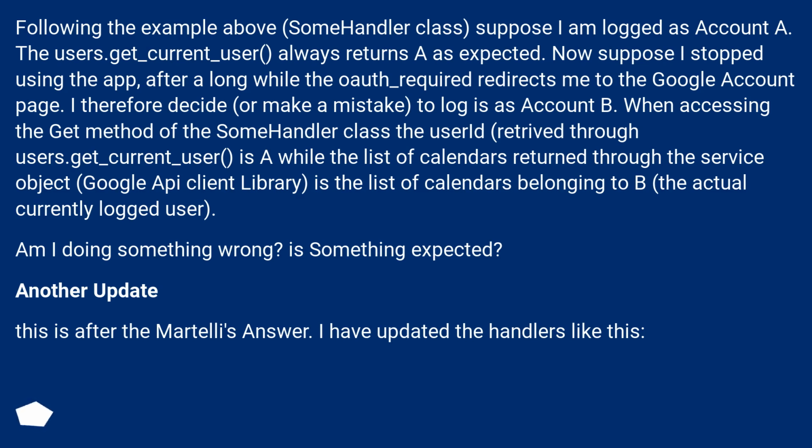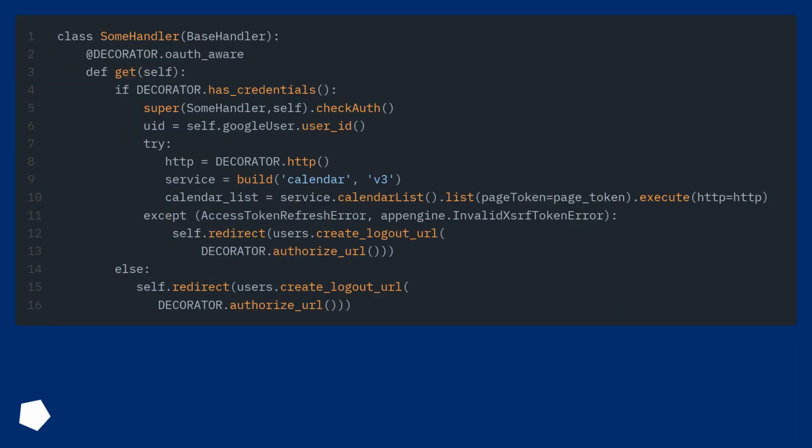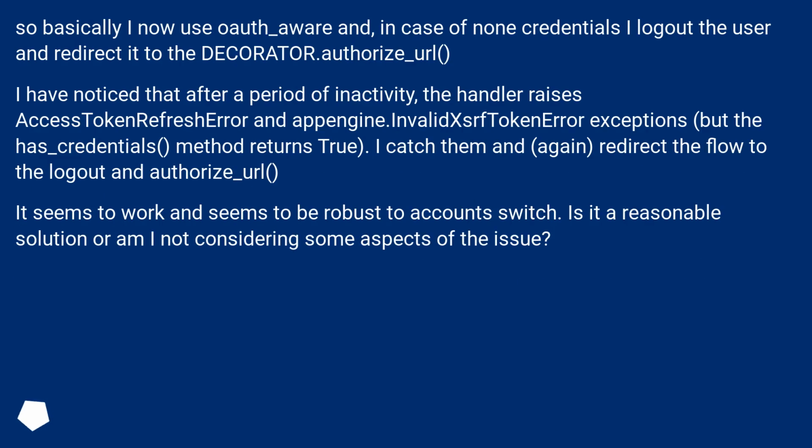Is something expected? Another update. This is after Martelli's answer. I have updated the handlers like this. So basically I now use auth_aware and, in case of no credentials, I log out the user and redirect it to the decorator.authorize_url. I have noticed that after a period of inactivity, the handler raises AccessTokenRefreshError and appengine InvalidXsrfTokenError exceptions, but the has_credentials method returns true. I catch them and, again, redirect the flow to the logout and authorize_url. It seems to work and seems to be robust to account switch. Is it a reasonable solution, or am I not considering some aspects of the issue?